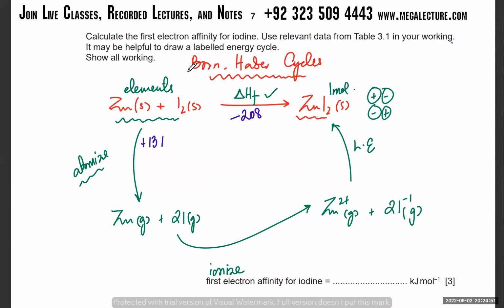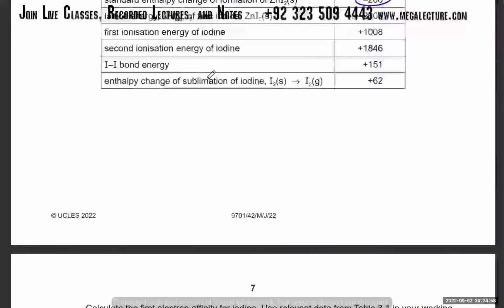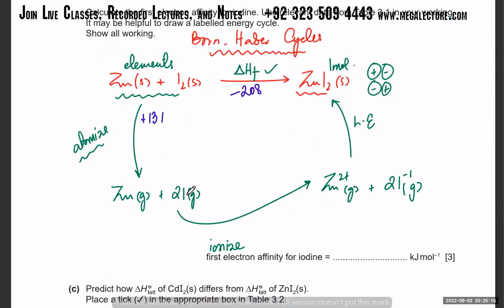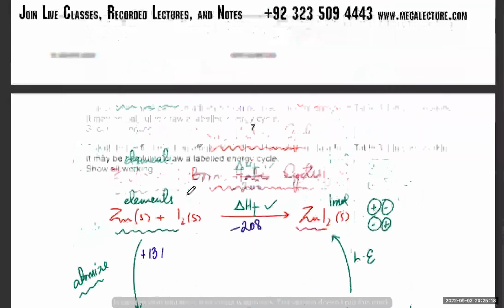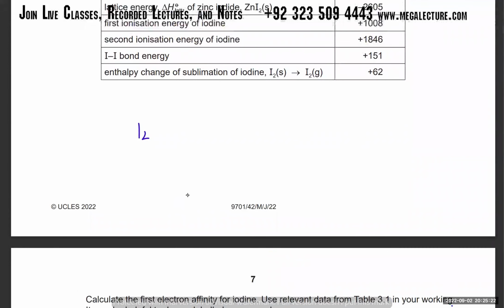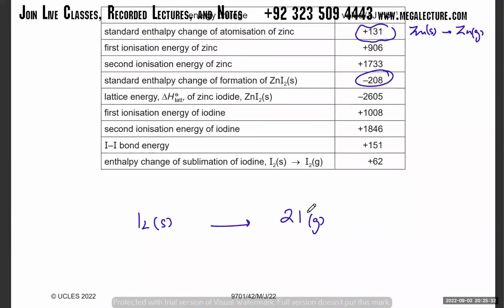Yes, sir. And I need to turn iodine solid into iodine gaseous atoms. How do I do that? They gave me the enthalpy change, iodine solid to iodine gaseous. Actually, they didn't give me this. What I'm trying to do is turn iodine solid to iodine gaseous atoms. So I'm trying to find the enthalpy change for iodine solid to two iodine gaseous atoms. Based on the data given, I can't reach this in one go.